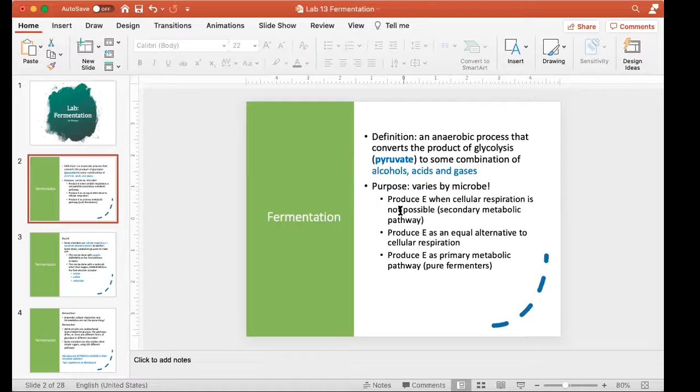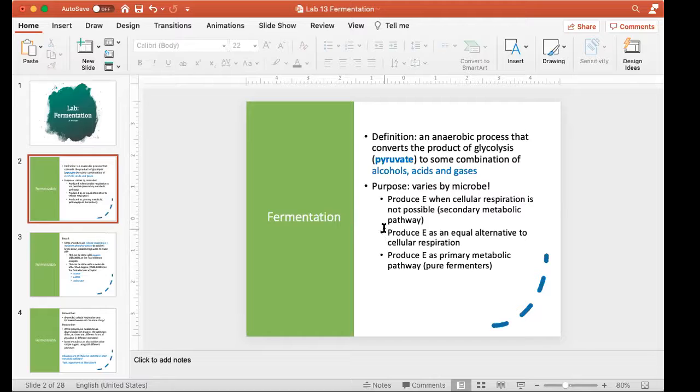Look at this list. This list describes for us the energy reasons behind fermentation. Sometimes an organism is going to ferment to get its ATP when it can't do cellular respiration. So its final electron acceptor molecule is not available right now, so it switches over and uses fermentation to make ATP until it's able to go back and do cellular respiration. This is what we would call a secondary metabolic pathway.